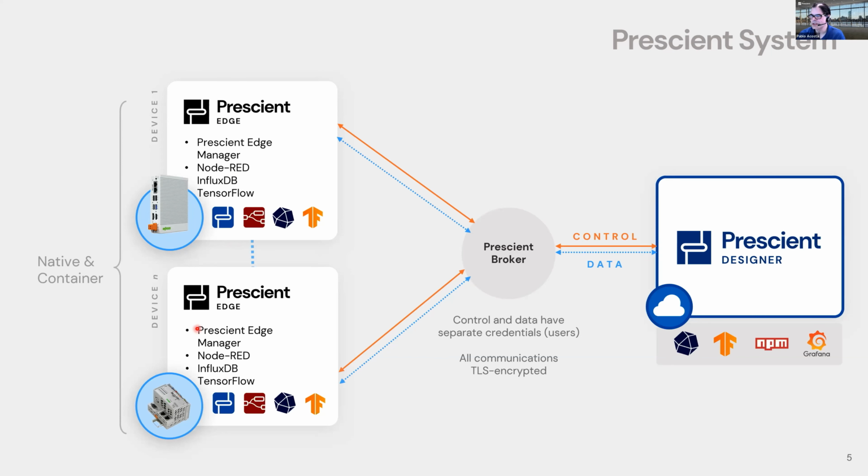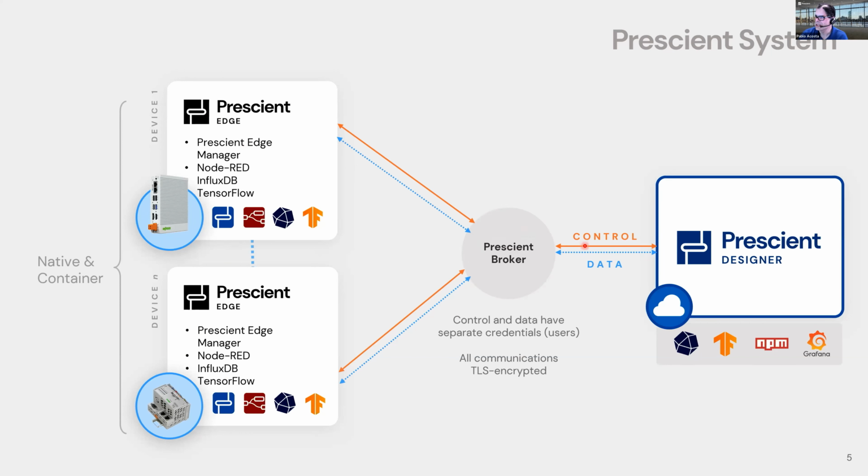If it runs Docker, you can install it as a container. Connecting the Edge to other Edge devices and/or to Designer is a broker. It sits in the middle. It's based on MQTT, it's TLS encrypted, and it has two channels.